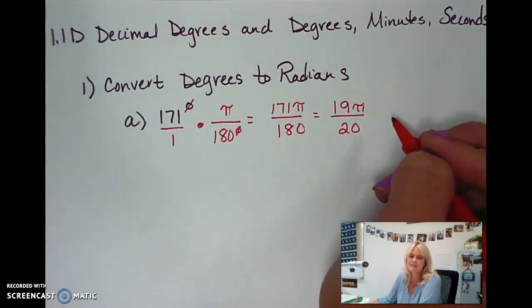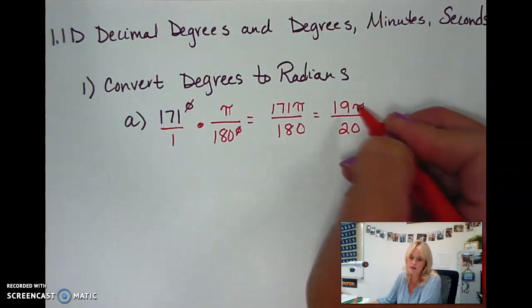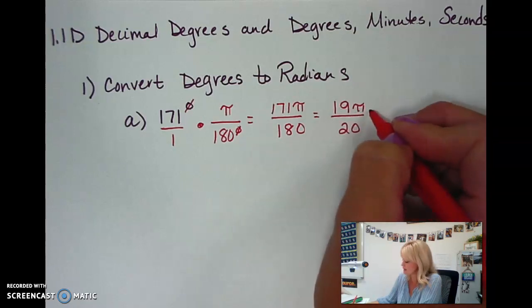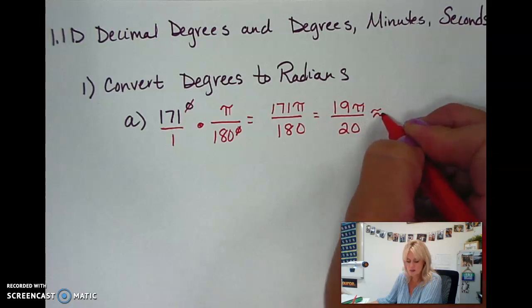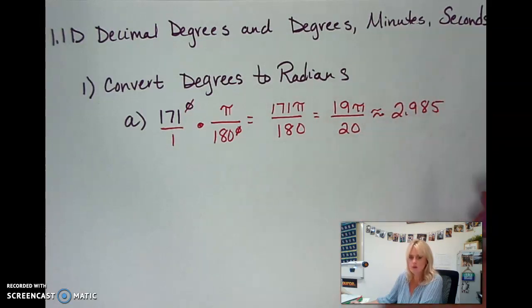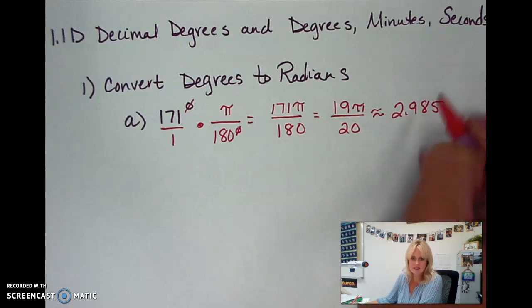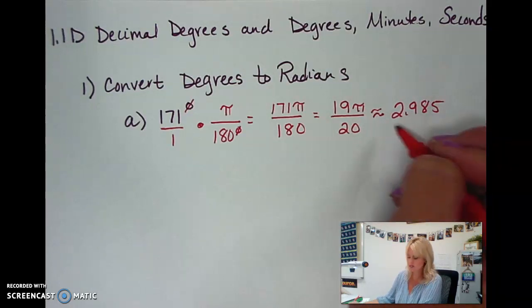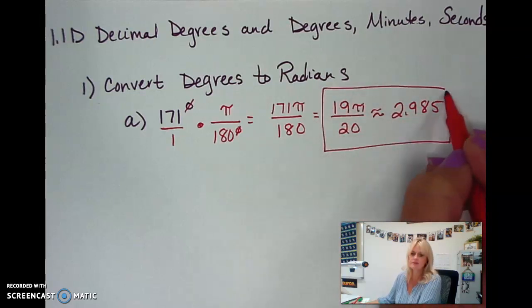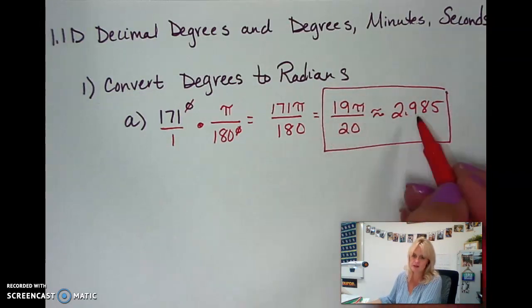Now remember, radians is in terms of pi, or it's in terms of radians as a decimal, so you could also take 19 times pi, then divide it by 20, and get 2.98 radians. Again, this does not have a degree symbol, so this is the same. Both of these are in radians. It's just in terms of pi or the decimal.